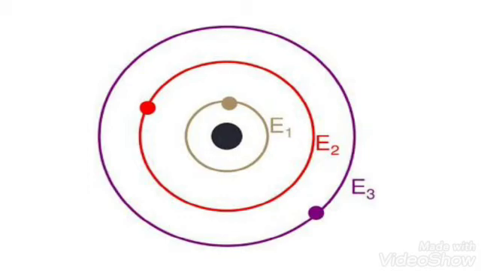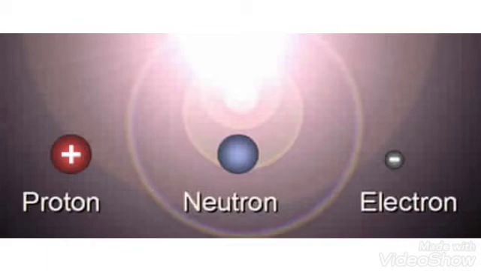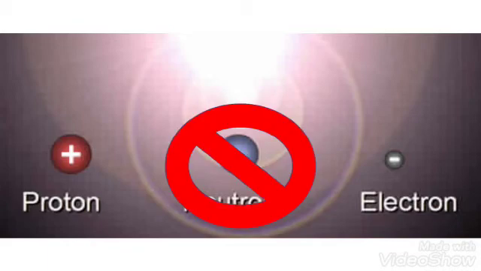It does not give any information about how the electrons are distributed around the nucleus and what are the energies of these electrons. Neutrons had not been discovered in this model.